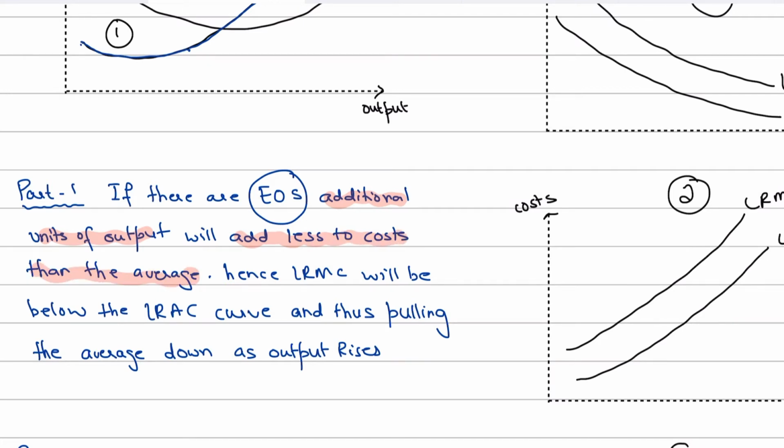So if the additional units of output are adding less to cost than the average, which means that the marginal cost is less than the average, the marginal cost will be below the average cost curve. And since the marginal cost is below the average cost, if the extra cost that the business is incurring because of producing those extra units is less than what the average cost is, it is going to pull the average cost down.